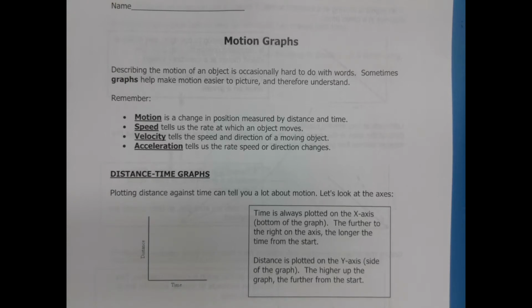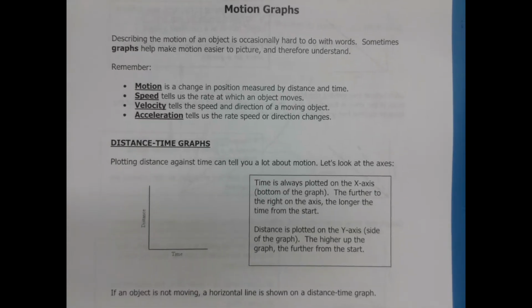Alright. Motion is a change in position measured by distance and time. Speed tells us the rate at which an object moves. Velocity tells us the speed and direction of a moving object. And acceleration tells us the rate at which speed or direction changes. Describing the motion of an object is occasionally hard to do in words. We can usually indicate it better using a graph.